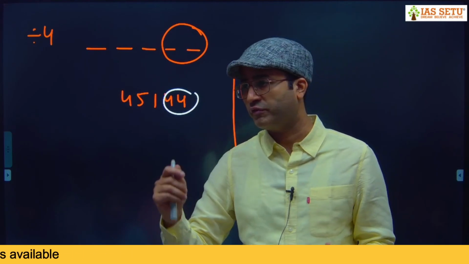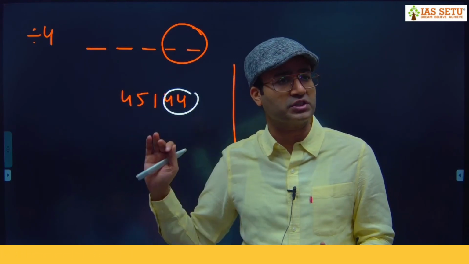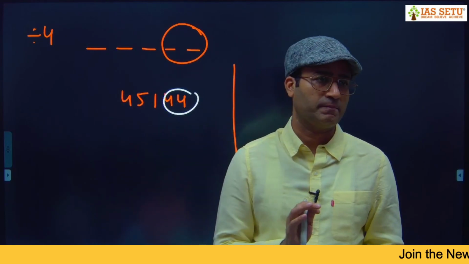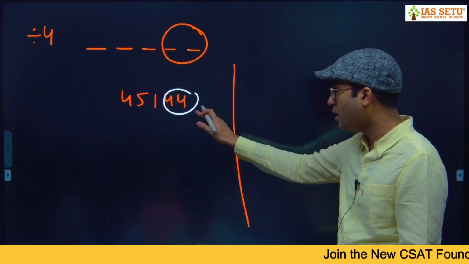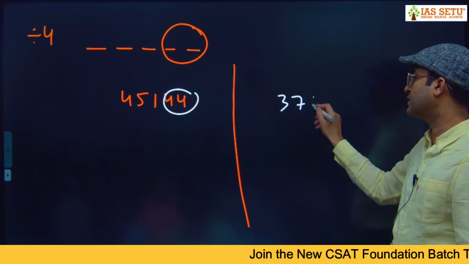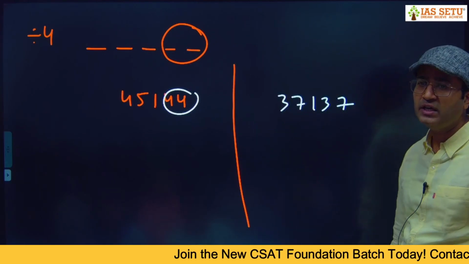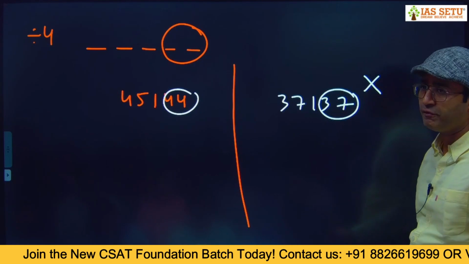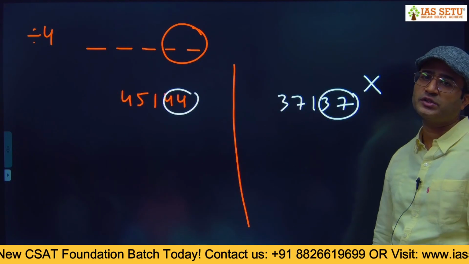44, 48, 52, 56, 64, 68, 72, 76. All these multiples of 4 you have to remember. It will save your time. Now here for example, 37,137. Is it divisible by 4? No, because the last 2 digits are not divisible by 4. That's why this complete number is not divisible by 4.